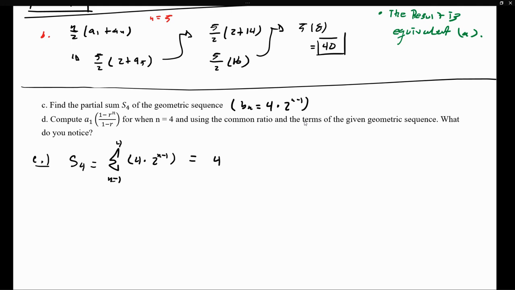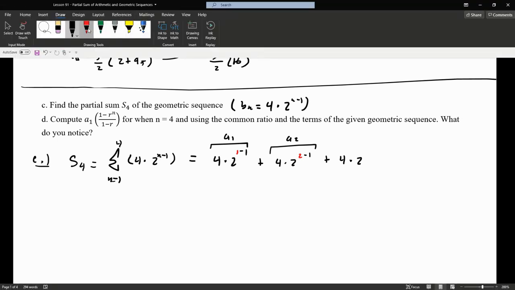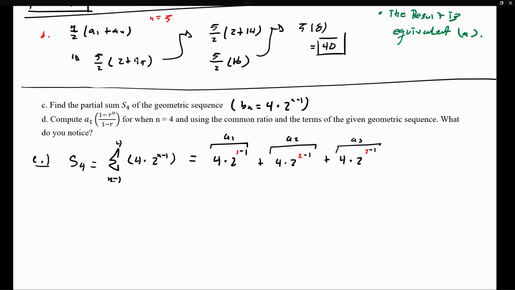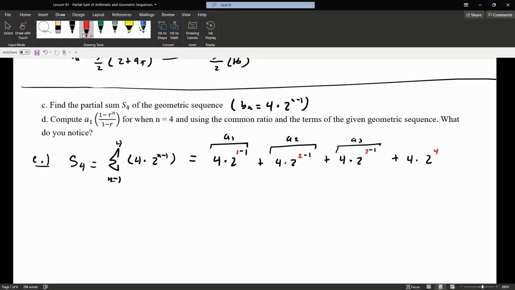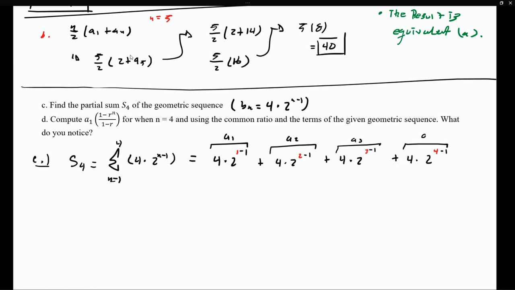For the first term, let's assign n to be equal to 1. So this is going to be my first term. Let's find the second term. 4 times 2, and let's assign n to be equal to 2, so we get minus 1. This is the expression for the second term. Now let's find the third term, 4 times 2, and now let's assign n to be 3. This is the expression for the third term. And lastly, since we want the fourth partial sum, we're going to find the value of the fourth term, so let's assign n to be equal to 4. And again, this is the expression that represents the fourth term.